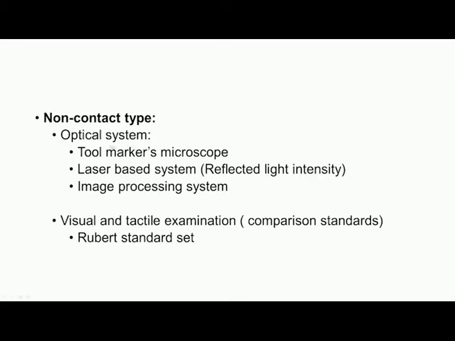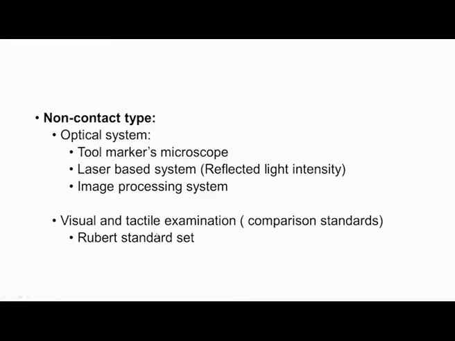In the non-contact type offline methods, we have optical systems like the tool maker's microscope that can be used to analyze the surface, and then we have a laser based system which works on the reflected light intensity method. Image processing systems are also available. And then we can also use some comparison standards. Using comparison standards we can check the surface in question, using visual examination or tactile examination. We will also learn about the comparison standards.